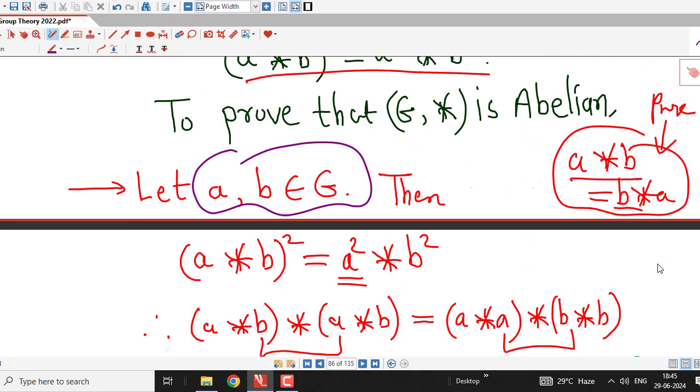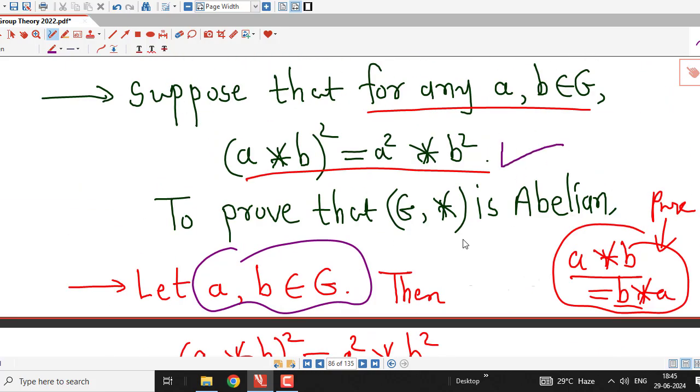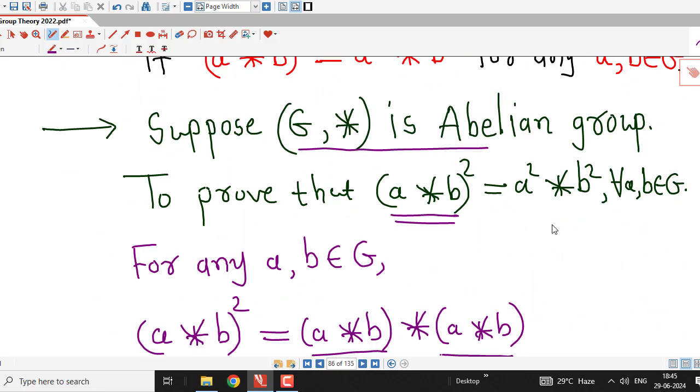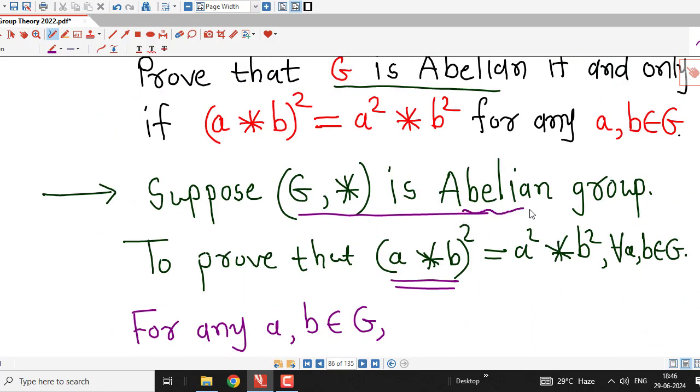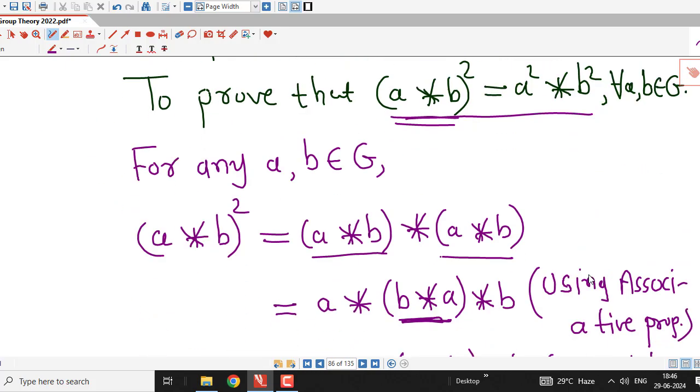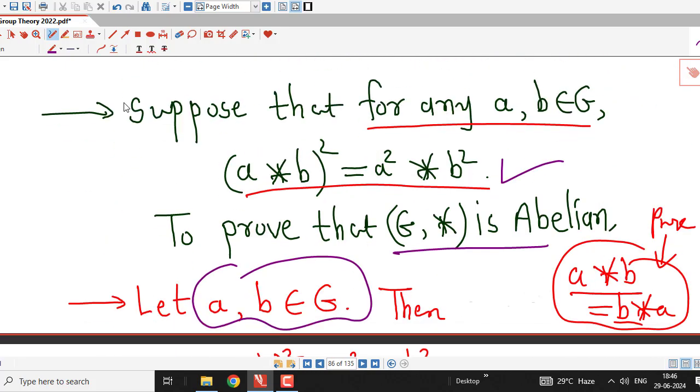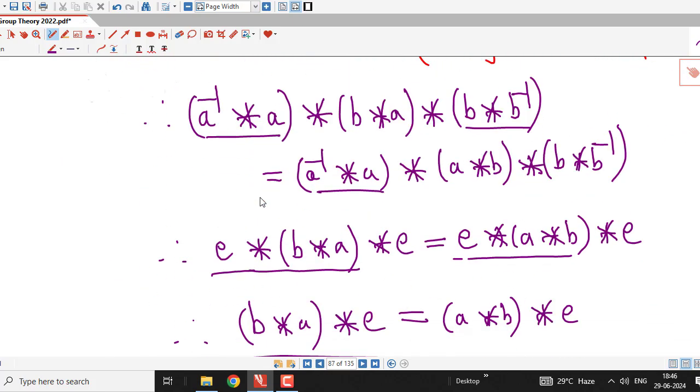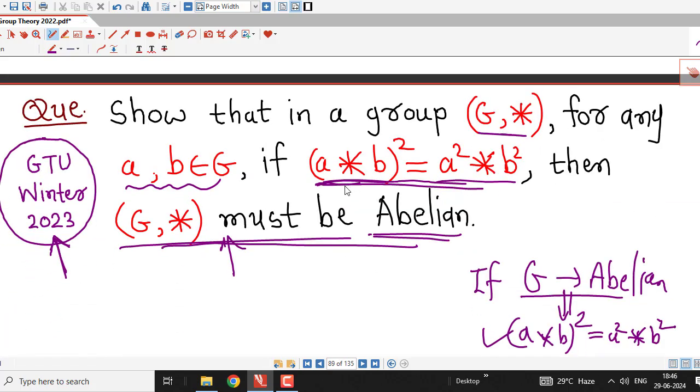So in the converse part, we assume that if this property is satisfied, then G is abelian, and in the first part we assume that G is abelian and this property is satisfied. They have asked the converse part in the GTU exam, but they can ask this result in both the directions also. And it is very easy to prove this result. So they have asked in this way that if this property is satisfied, then prove that G must be abelian, but they can ask if and only if also. Here they have asked in one direction only.